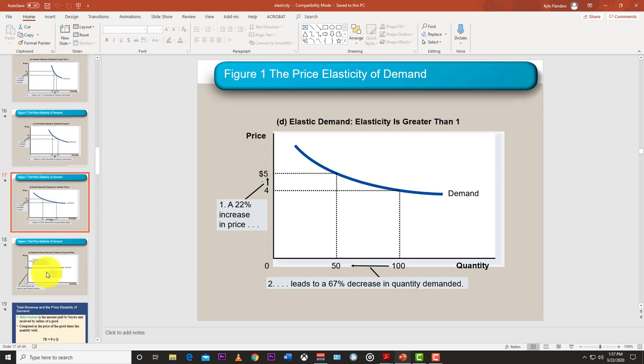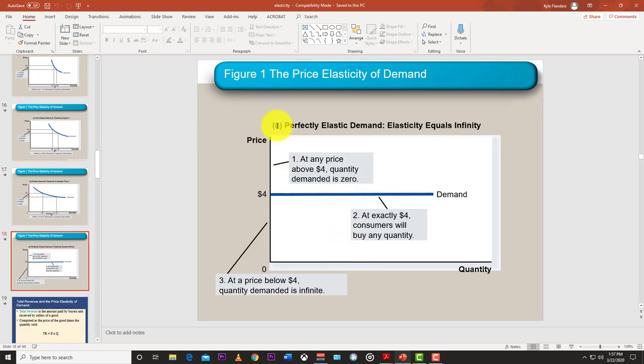Then you have the last one, which is perfectly elastic demand. This is where elasticity equals infinity. This line is going to go on and on, infinity. At any price above the market price, quantity demanded equals zero. So you move the price up, demand will equal zero. And so therefore you have perfectly elastic demand.